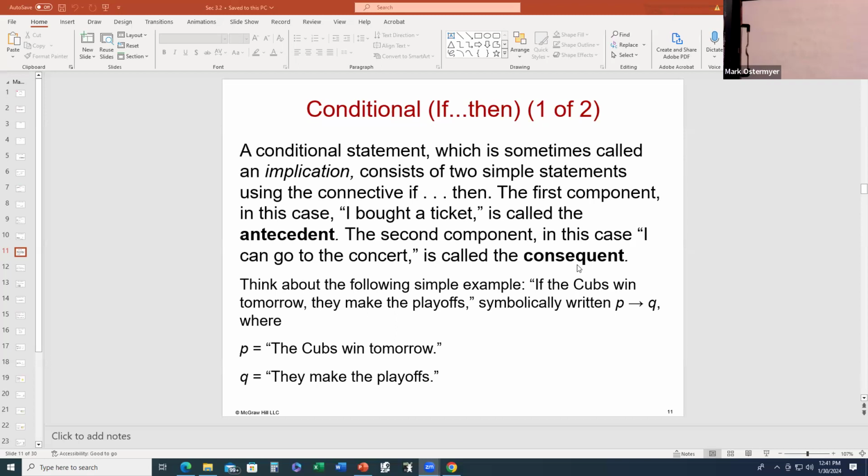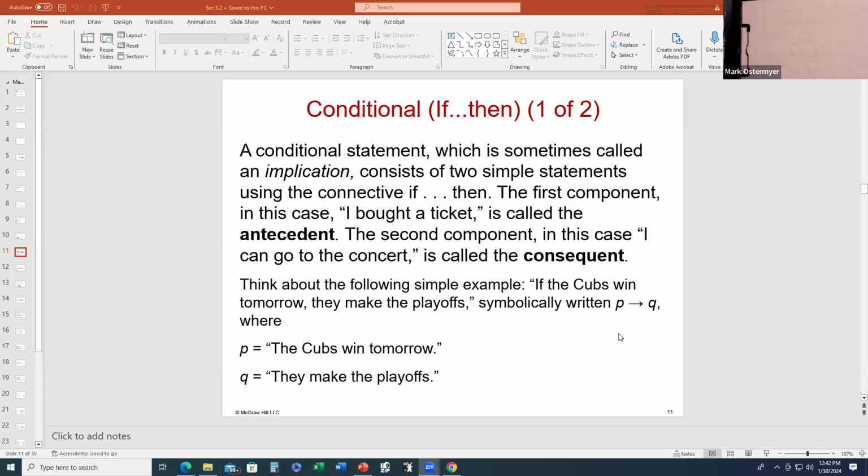All right, here's an example. Suppose a simple statement P is defined to be that the Cubs win tomorrow. Suppose simple statement Q is that they make the playoffs. And, ladies and gentlemen, P with this little one directional arrow, then Q is called a conditional. How would we read that conditional, or translate the symbols into a word statement? Anybody want to try that? P arrow Q. How would we turn this into words? If the Cubs win tomorrow, then they make the playoffs.